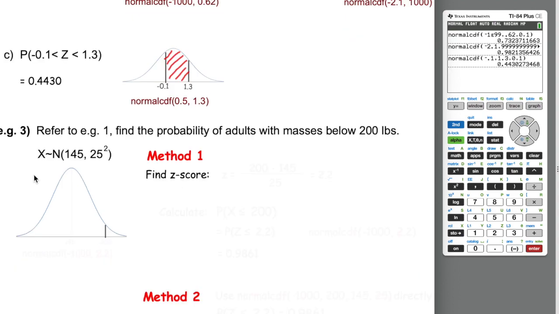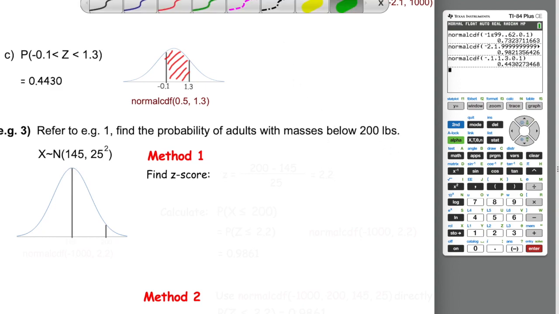Okay, here is example 3. Refer to example 1, find the probability of adults with masses below 200 pounds. So that was the seat design question, and it's defined by 145 at the center with a standard deviation of 25. And now we want the probability of masses below 200 pounds. Let me shade in the area. Maybe this is easier. So let's say 200 is here. We're interested in this entire area. Okay, so we want that.